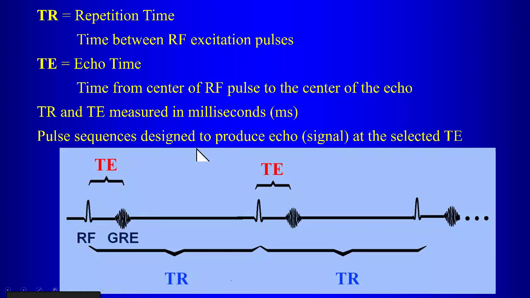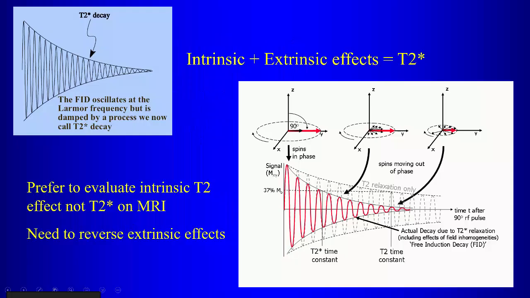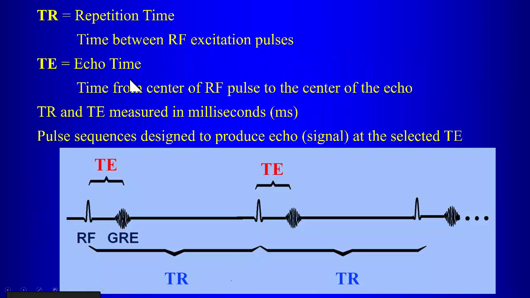Now, one other thing that's important is that the pulse sequences that we use for imaging are designed to produce echo or signal at the selected TE. So notice that when we're doing free induction decay, as in these examples, you're getting signal throughout, right? But the way pulse sequences are designed when we do imaging is to get signal at a particular point in time, and that is the TE. And then it's very easy to measure for your electronics. Everything is set to measure the signal at the TE, and the pulse sequence is designed to produce signal at a pre-selected TE, the echo time.